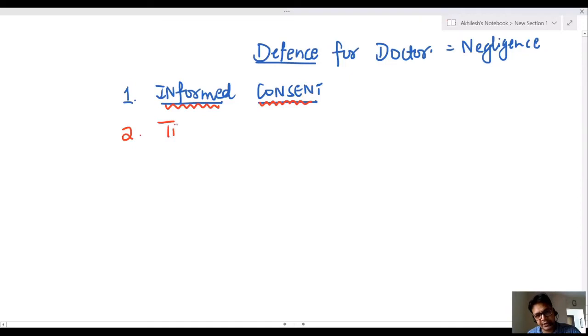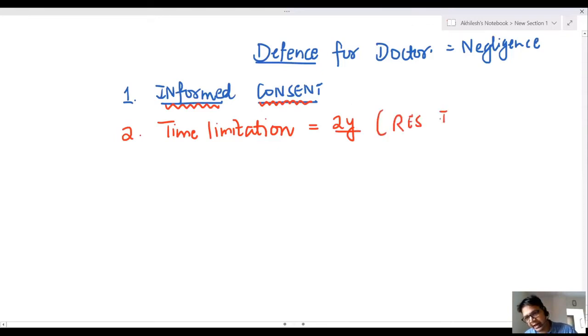Second, time limitation. Sir, if a patient wants to file a case against a doctor, the time limitation is 2 years. It means if today you have damage, you can file a case within 2 years of damage. This is known as res indicata, an indicator of time.